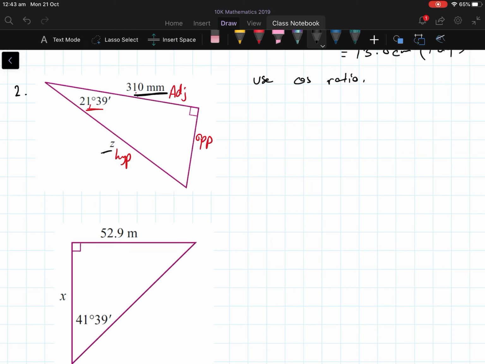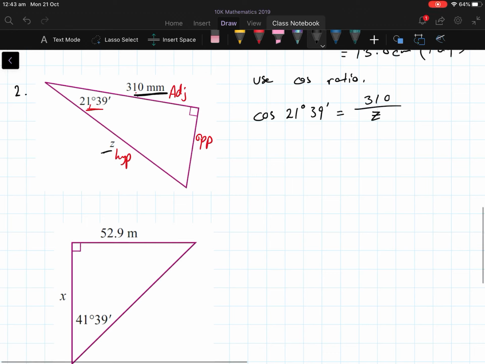ratio. Then we write the expression. Cos 21 degrees and 39 minutes is equal to adjacent, which is 310, over hypotenuse, which is Z. My Z's a bit funny. I'm going to change that. Z. All right, so that's what we have.